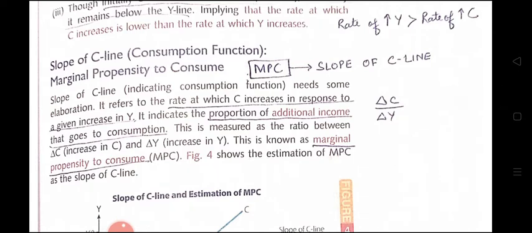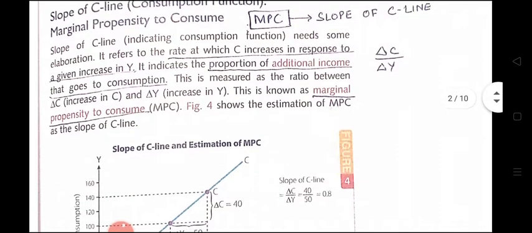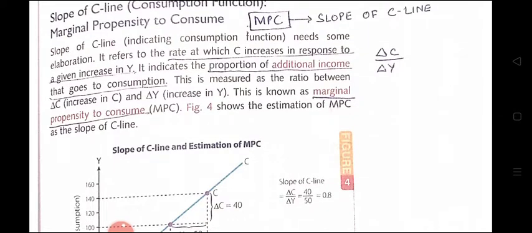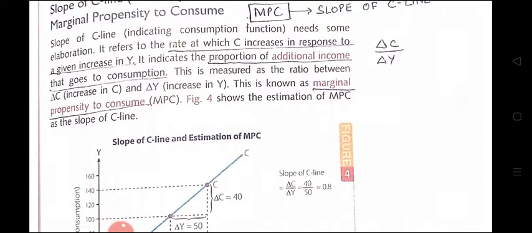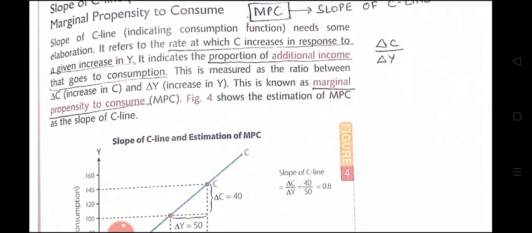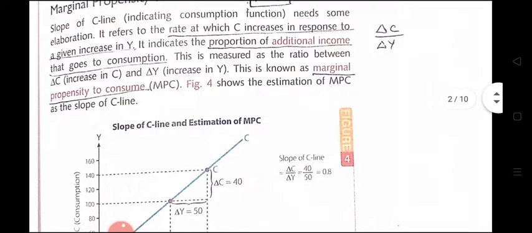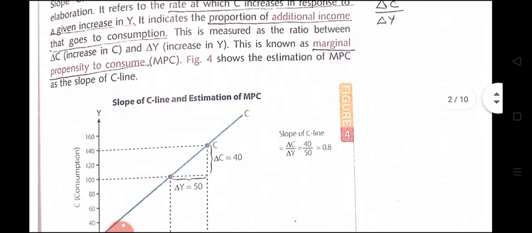Now, the second thing is the slope of the C line. What do we see? The slope of the C line is constantly increasing. There are no curves in between. This is also called MPC, or marginal propensity to consume. So this slope of the C line indicates the proportionate change in consumption due to change in income. MPC is calculated using the formula change in C by change in Y. It's the rate at which C increases in response to a given increase in Y. This also indicates the proportion of additional income that goes to consumption, which is MPC.